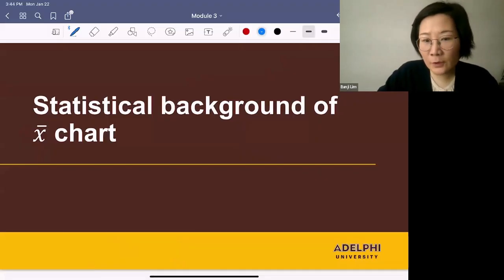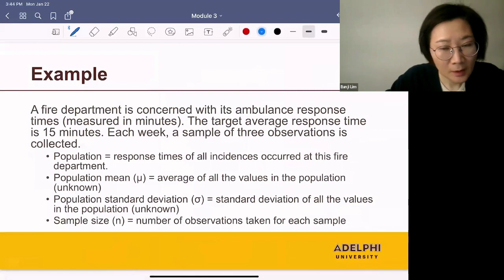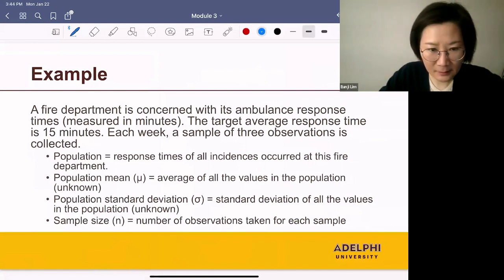I want to take a few moments to talk about the statistical background of the X-bar chart. Let's take the previous example. A fire department is concerned with its ambulance response times measured in minutes. The target average response time is 15 minutes. Each week, a sample of 3 observations is collected.